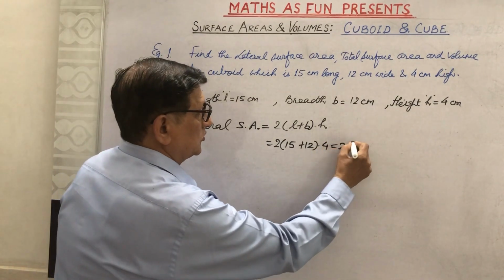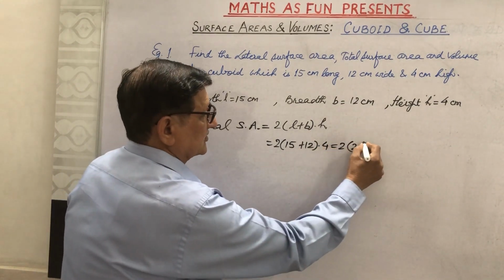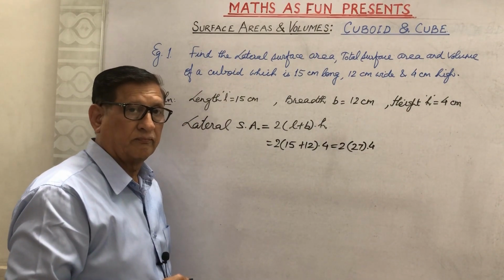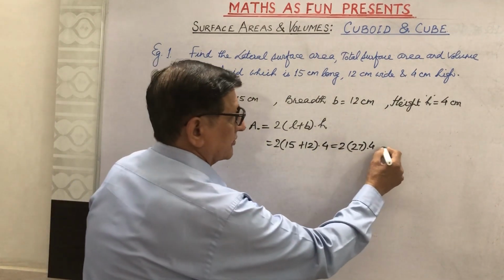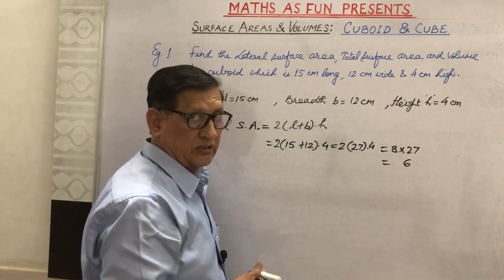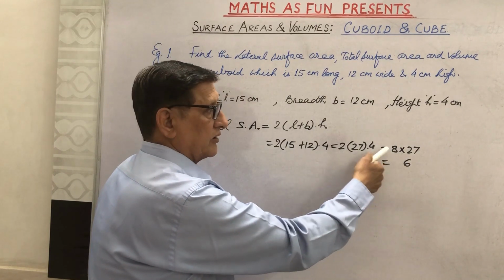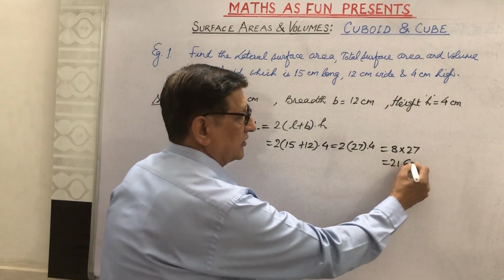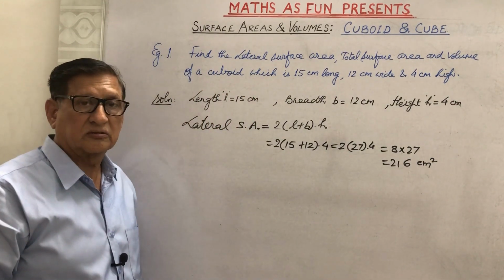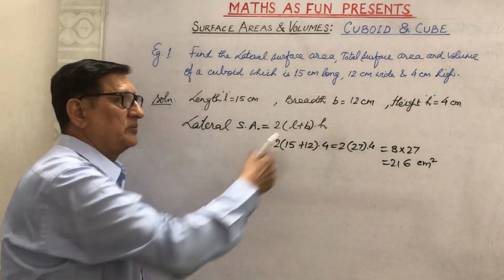This is 2 into (15 plus 12), 27, into 4. 2 into 4 is 8. This is 8 into 27: 8 sevens are 56, 8 twos are 16, and 5 makes 21. This is 216 centimeters square, since the units are centimeter each.